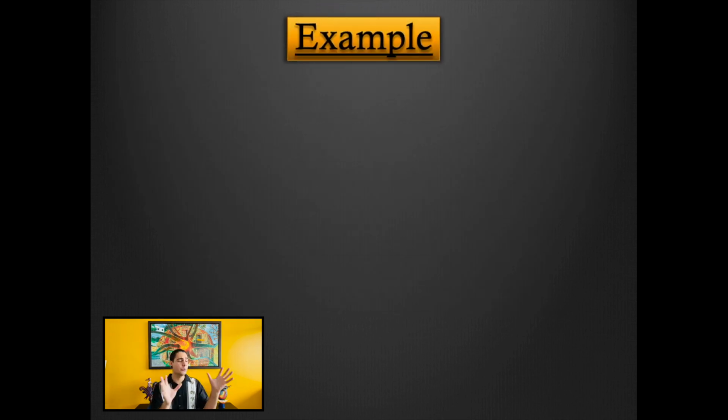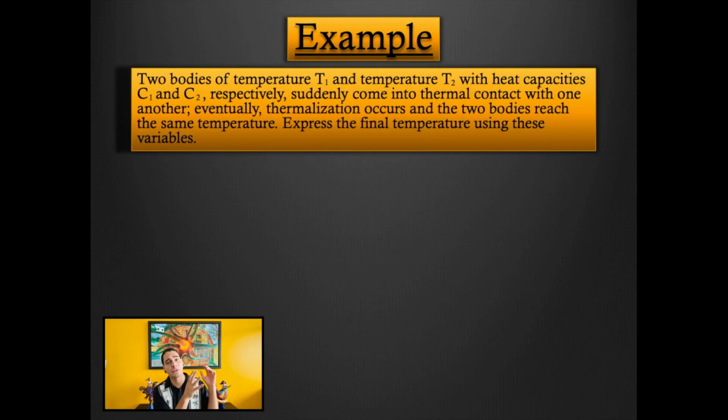Alright, so now on to our example. We have two objects, okay? One is at temperature T1 with heat capacity C1, and the other one is at temperature T2 with heat capacity C2. We put these objects together and we allow them to undergo thermalization. Thermalization is any process that reaches thermal equilibrium. So all we're saying is that we put them together and they reach the same temperature.